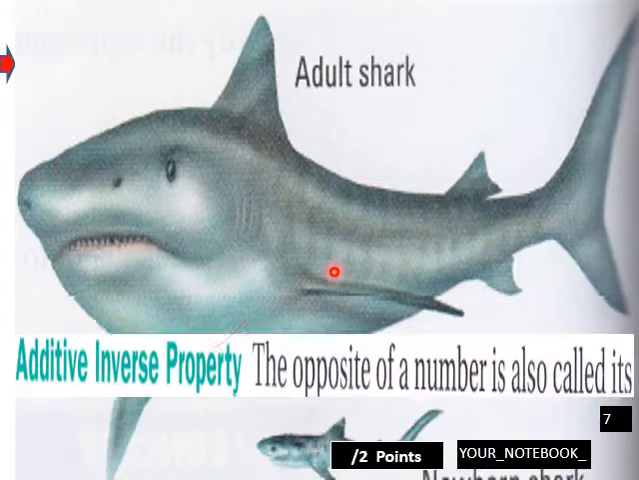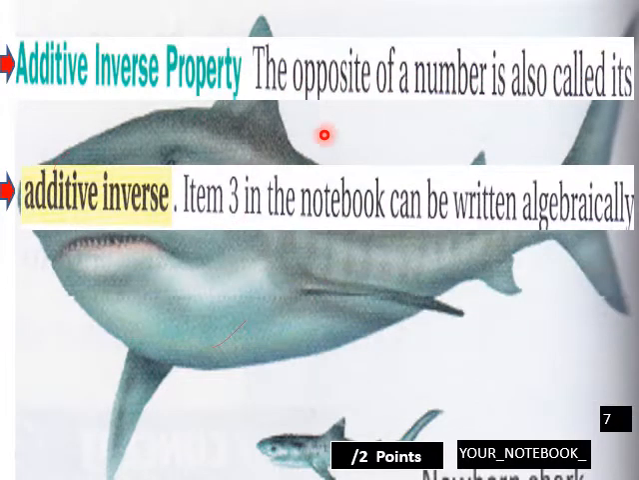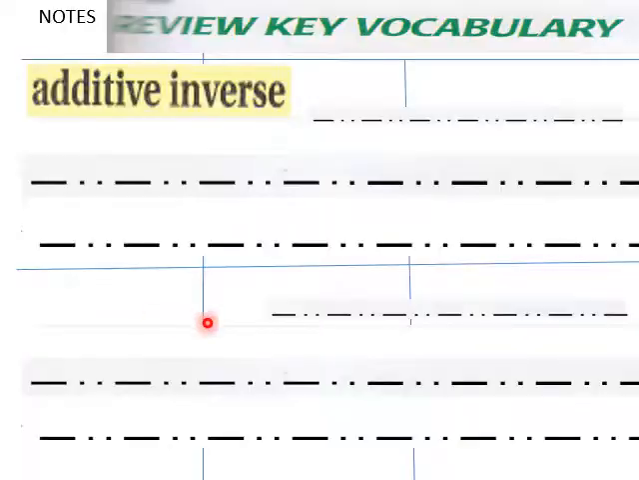Okay, so moving along here into our notebook, page 7, additive inverse property. The opposite of a number is always called its what? Additive inverse. Item 3 in the notebook can be written algebraically. So a plus a negative a would be 0 and is called the additive inverse property. This would be the algebraic expression of saying add a 1 and negative 1. So this would be the algebra for that.